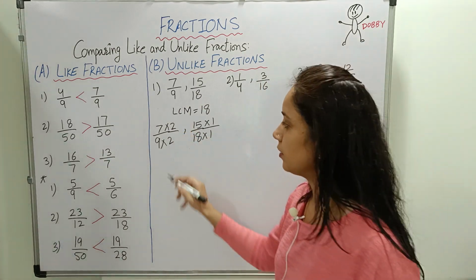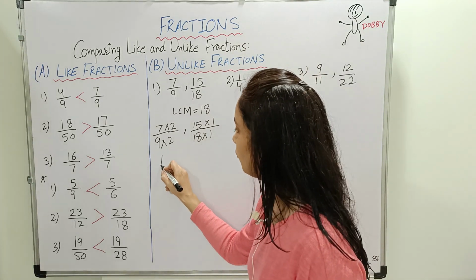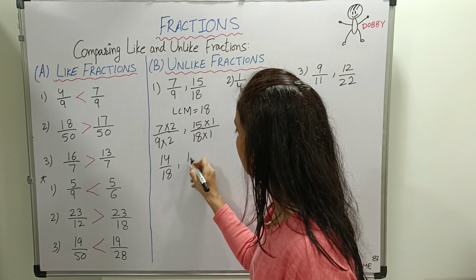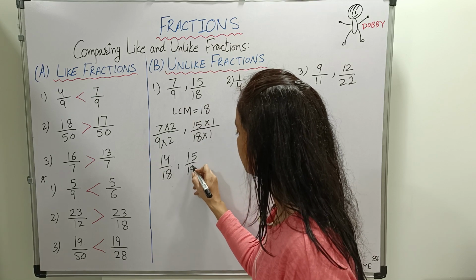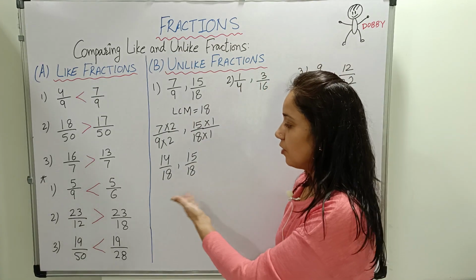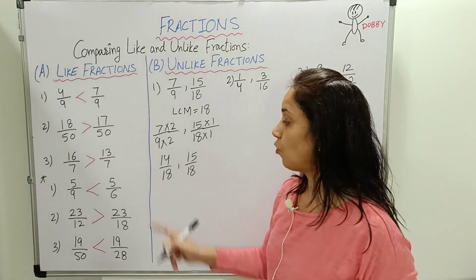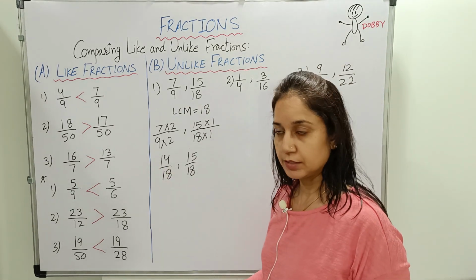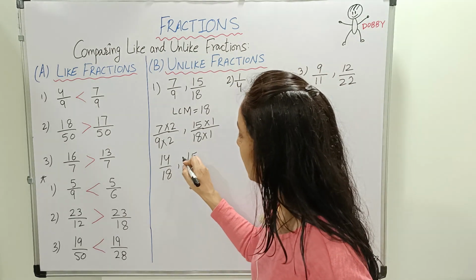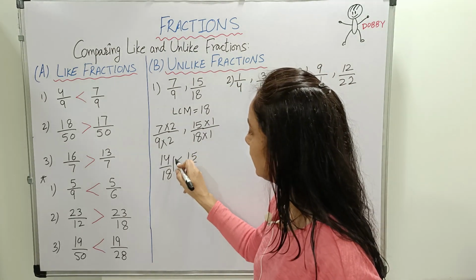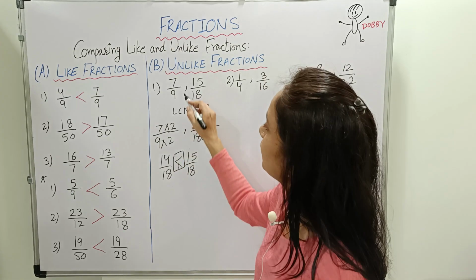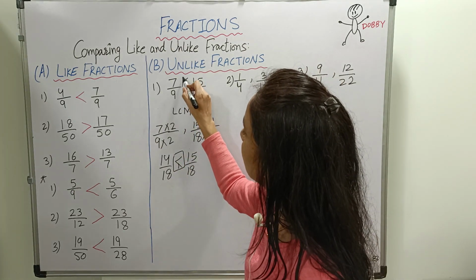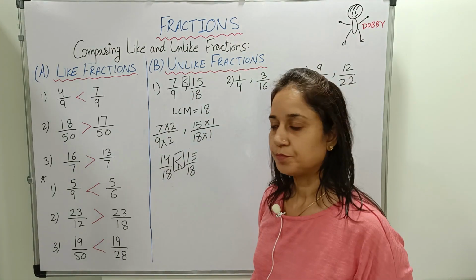So what do we get here? 7 2s are 14 upon 18. And here 15 upon 18. Now both have turned into like fractions. Think, is 14 parts of 18 greater or 15 parts out of 18 greater? Yes, 15 parts out of 18 is greater. That means 15 out of 18 is greater than 7 out of 9.